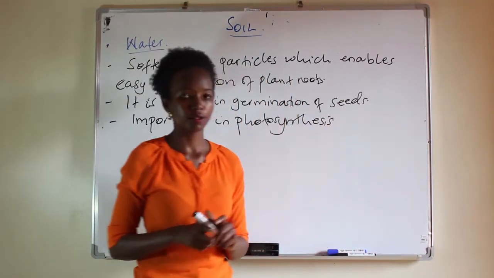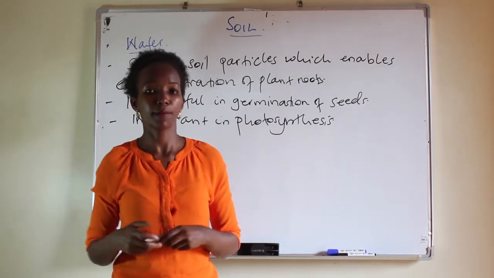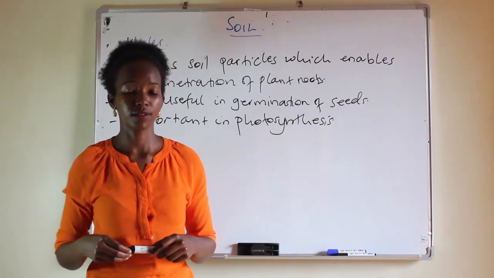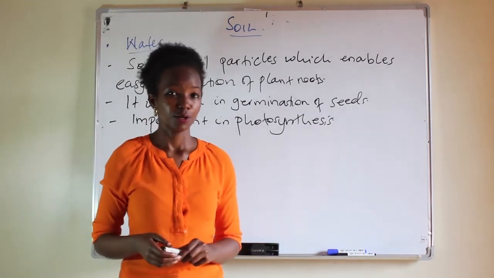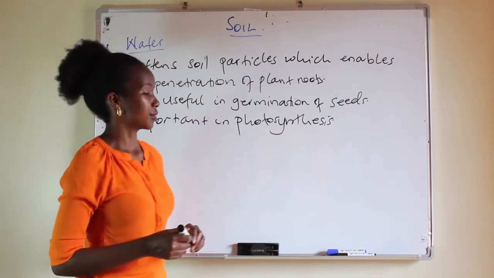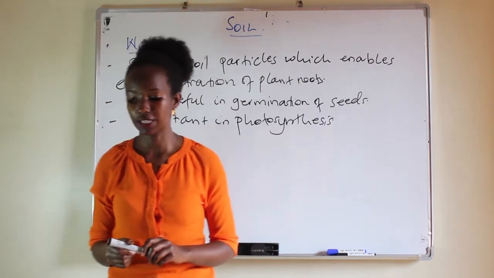It is the raw material used together with carbon dioxide to make carbohydrates that are stored as starch or sucrose within a plant body, so it's important in photosynthesis.